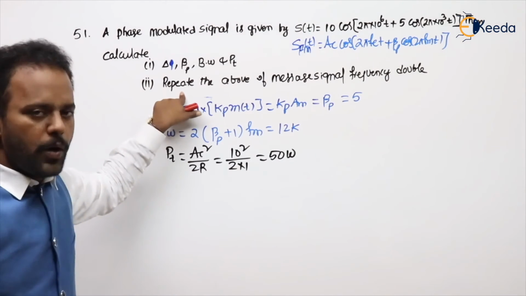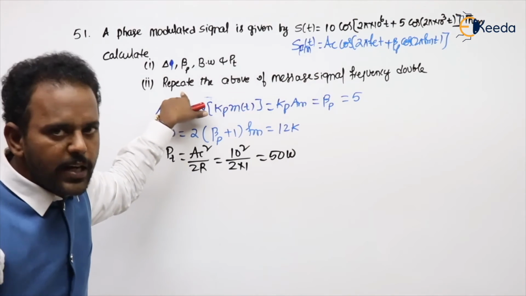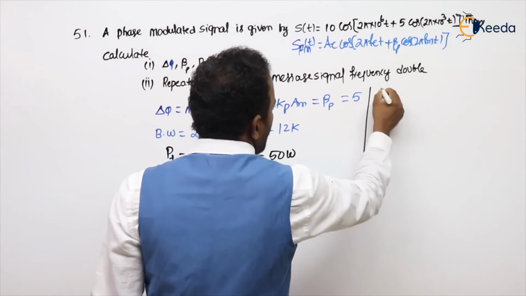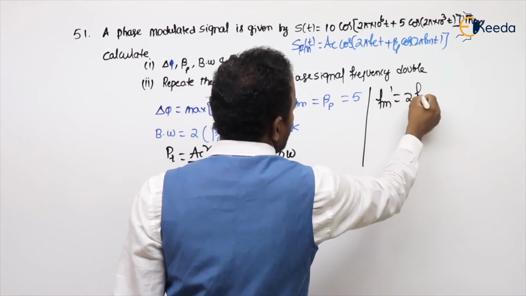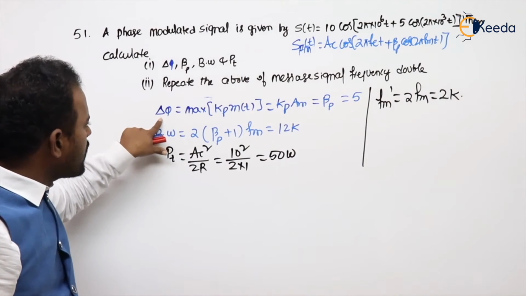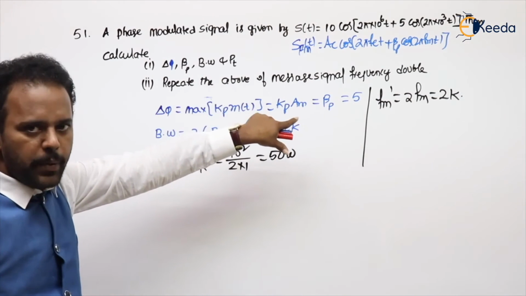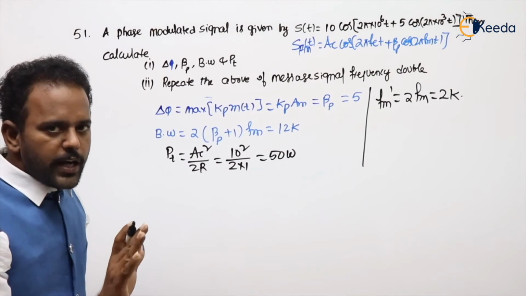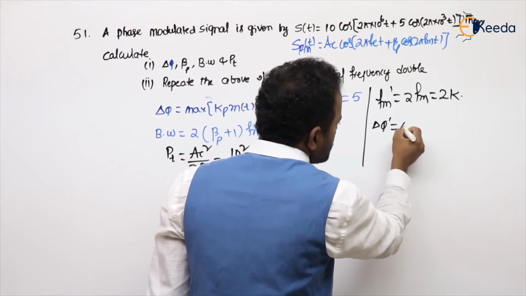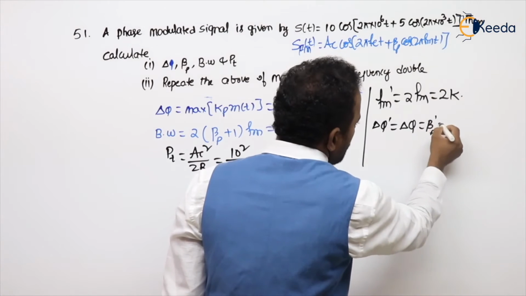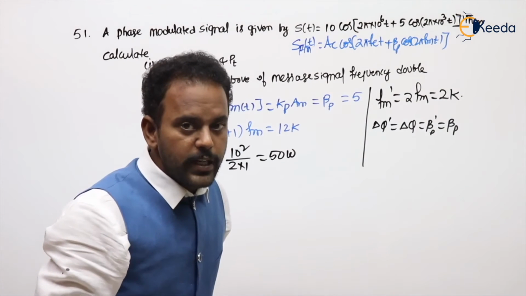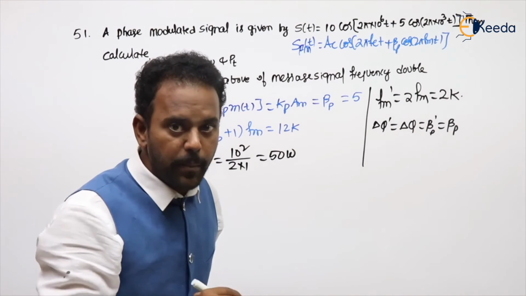What is it saying? Repeat the above if message signal frequency is doubled. Are you getting my point? Frequency double means the new value of FM, that is FM dash, is 2 FM, previously 1K, now 2K. You can see the formulas of delta phi as well as beta p, which is Kp Am, have no relation with FM, so no variation in our maximum phase deviation as well as modulation index. But in frequency modulation, modulation index is directly proportional to 1 by FM, but here not.